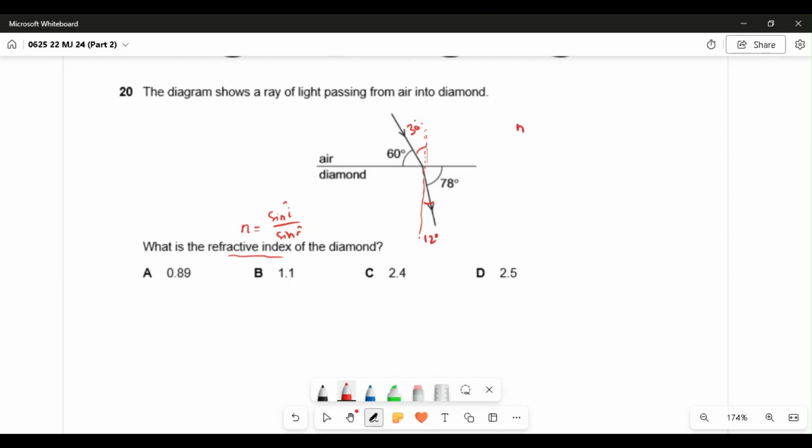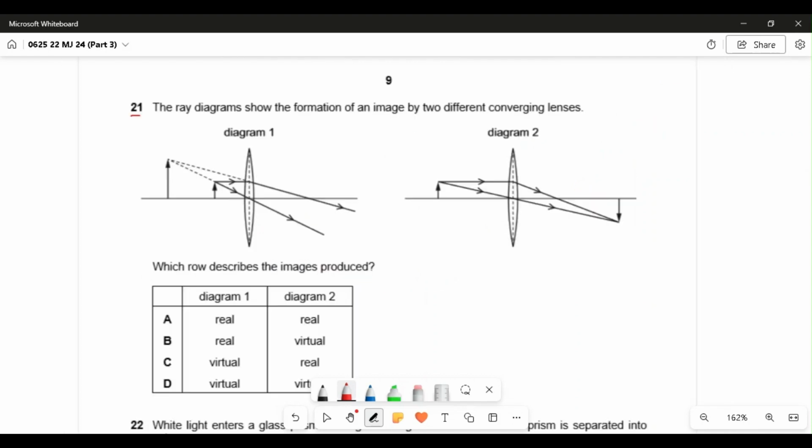So I will find sine i over sine r. Sine of 30 degrees, because this is the incident ray, incident angle is 30, sine r is 12 degrees. So sine 30 degrees over sine 12 degrees gives me 2.4. That is option C.